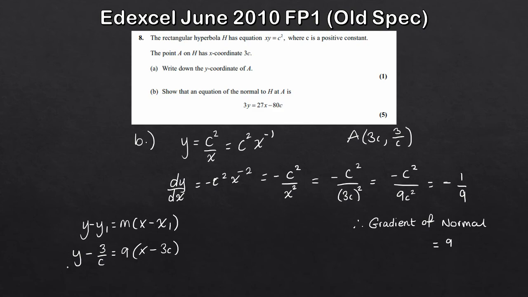So at this point here, we're just doing a lot of simplifying. So that's y minus 3 over c. That's equal to 9x minus 27c. So it's 3y is equal to 27x minus 80c. So the first thing I can see here, I've done something wrong. Oh no. Okay. This should be c over 3. So sorry about that.